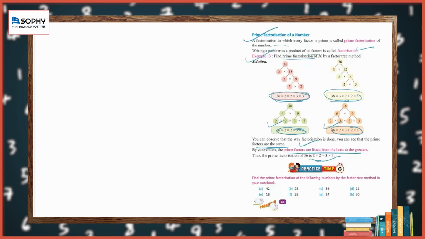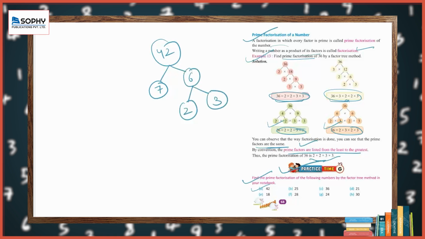Now let's look at practice time G, students. In the first part, we have to find the prime factorization of the following numbers by the factor tree method in your notebook. First, we have to find the factors of 42, students. So here's 42. 42 is, very good, students, 7 into 6. Here 6 is 2 into 3. So that's how you can complete it, students.